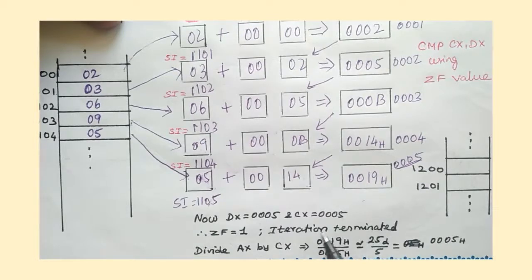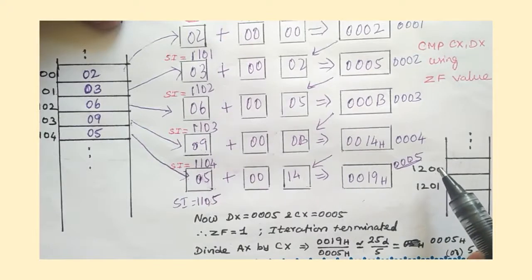Now the added result is available in AX and the divisor number will be in CX. Now we have to divide AX by CX in terms of hexadecimal or in terms of decimal. We will get the answer as 0005H, otherwise 5D. Either you can write it as 0005H or 5D.